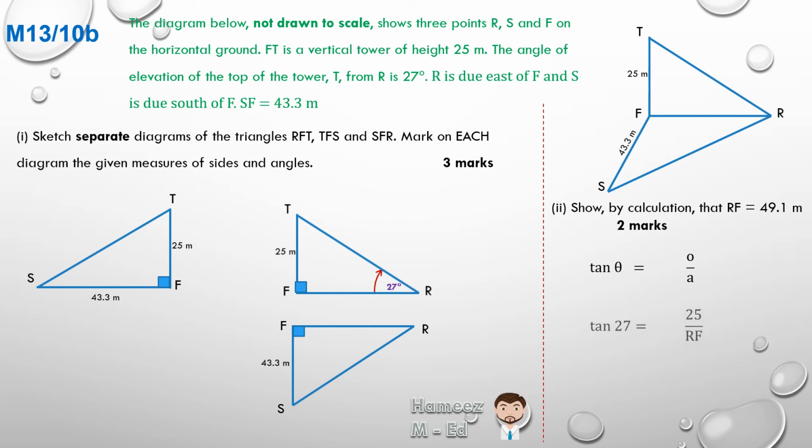Tan 27 is equal to 25 over RF. RF is in the denominator, it's dividing. When we carry it across, it will multiply. So we'll get RF times tan 27 is equal to 25. And if we want RF alone, we can bring tan 27 down below, so we get 25 over tan 27. For some of you who see it quicker, you can skip this third line. And when we use our calculators, we're going to get 49.1 meters. So we've proven what they asked us.